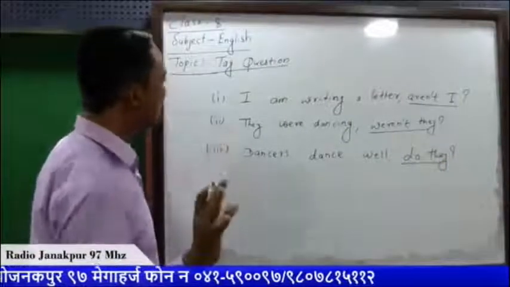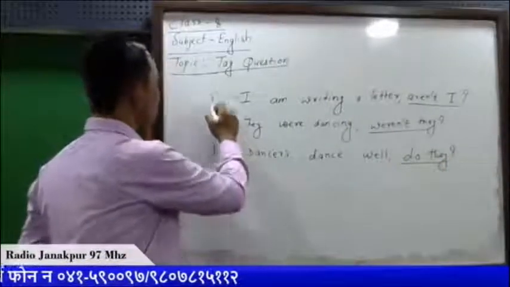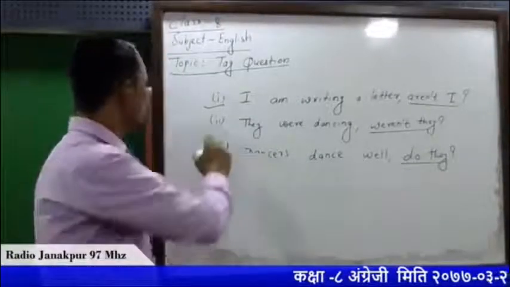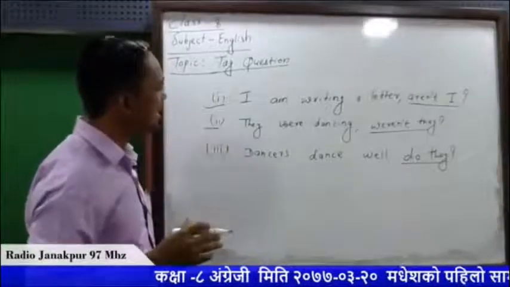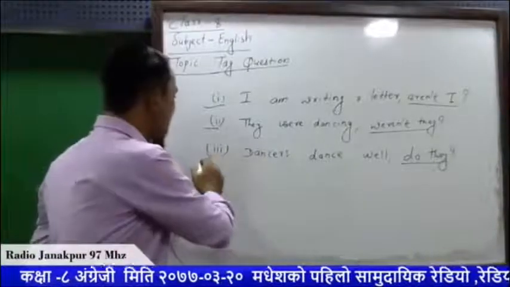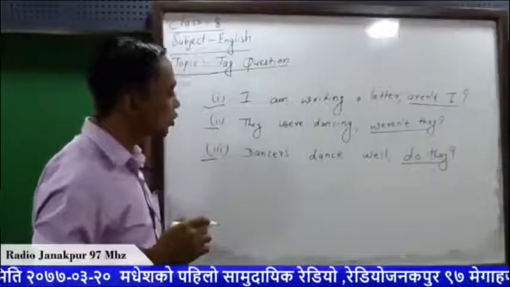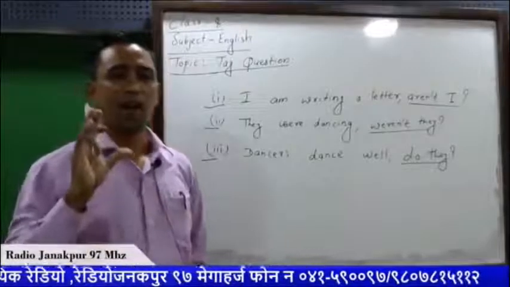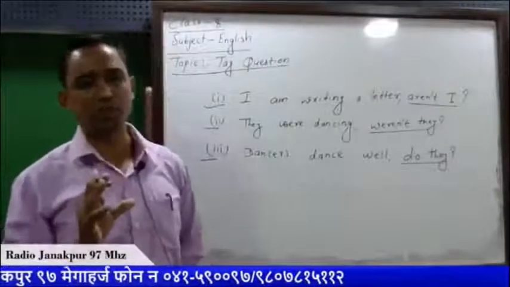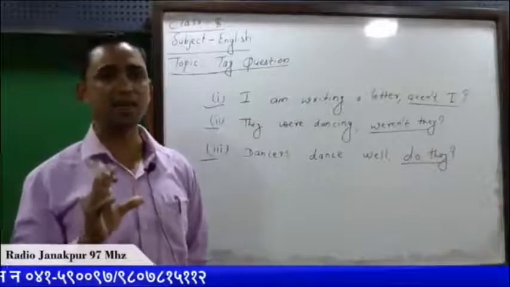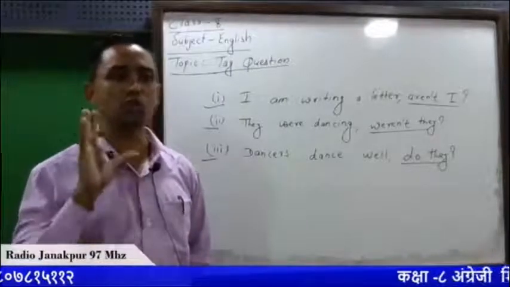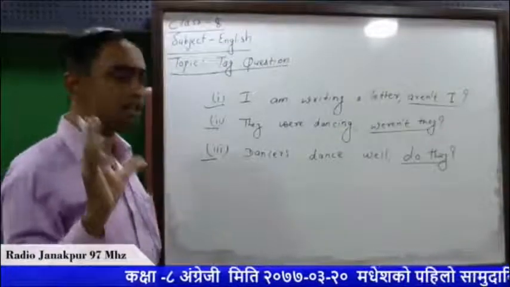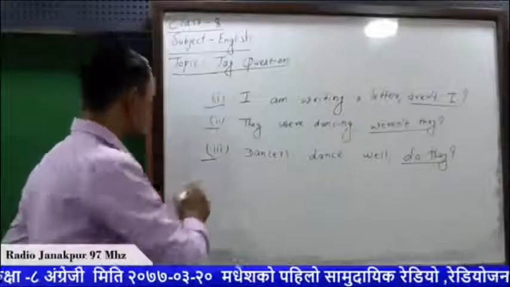Here are three sentences. You can look at the first sentence. I am writing a letter, and the question tag is aren't I? Number 2, they were dancing, weren't they? And number 3, dancers dance well, do they? Now, my dear students, you might have studied the auxiliary verbs in class 6 and 7, and you know that there are 24 auxiliary verbs in English grammar. Let's look at those auxiliary verbs first.